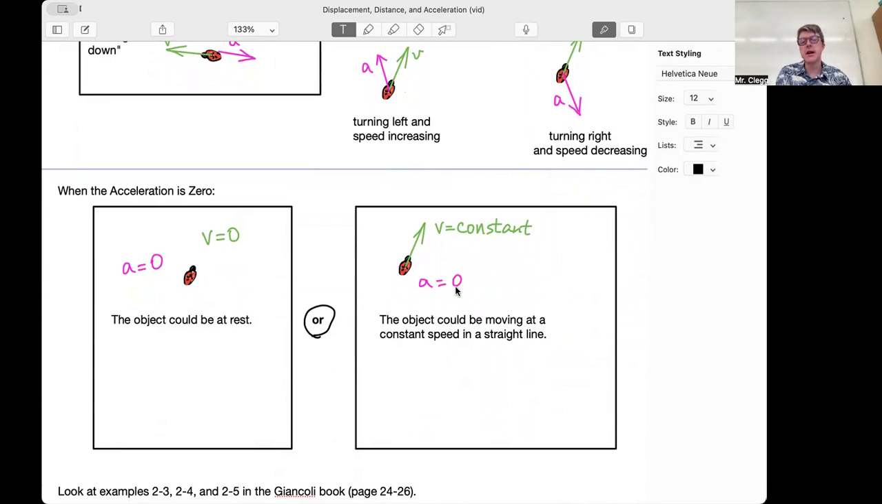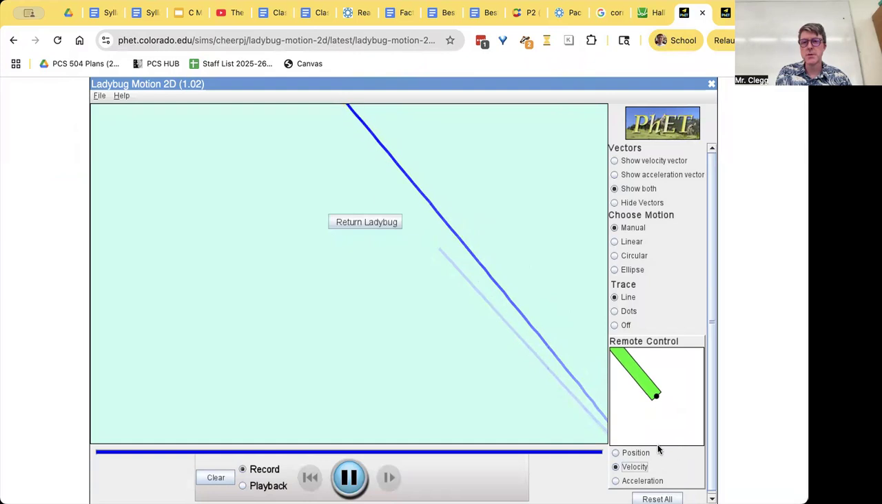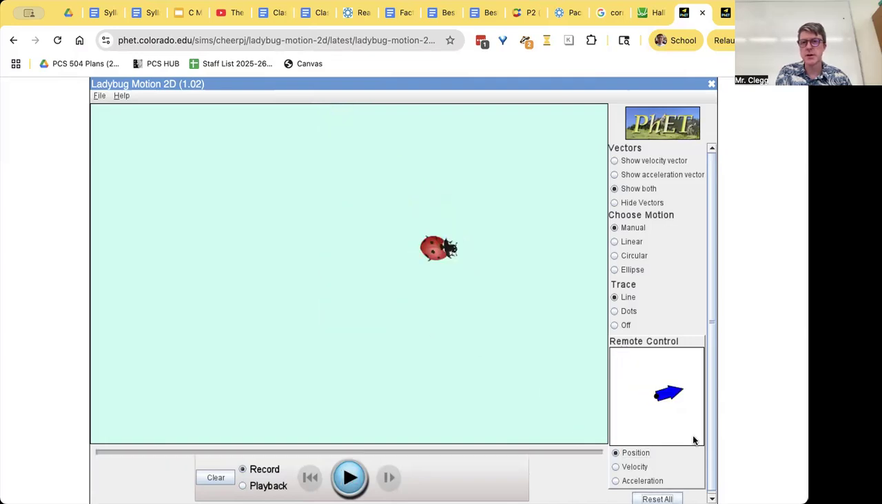Or you could have zero acceleration when the object is moving at a constant velocity. Let's just take a look at that option here. So, whoops, I'm going to go back to velocity here. What's going on here? It's not working. So I'm going to reset all the settings. We're going to go to velocity. Okay. Oops, come on now. There we go. So when I give it a constant velocity, there's no acceleration.